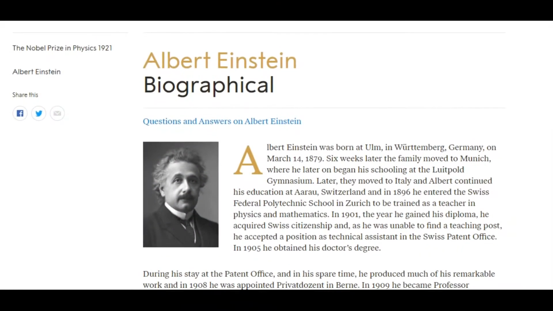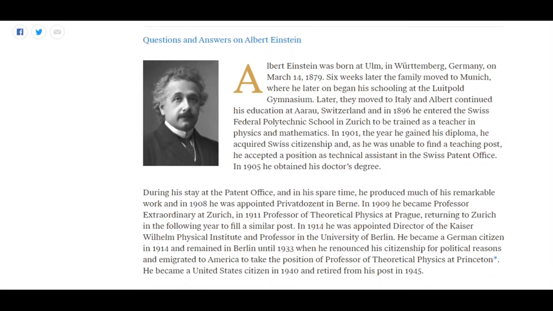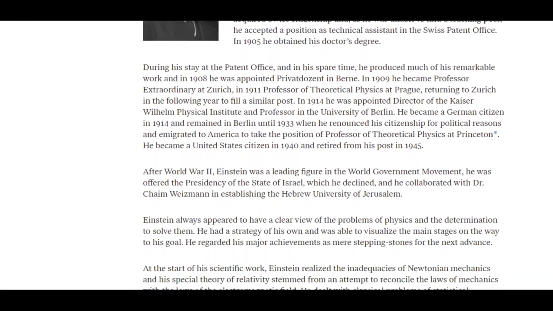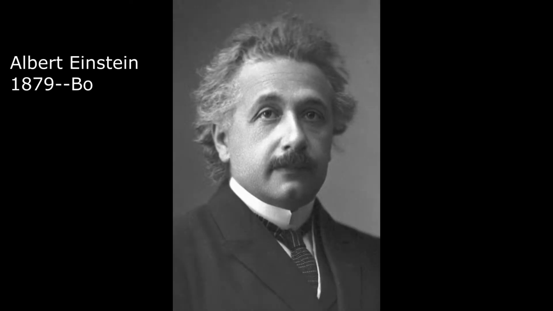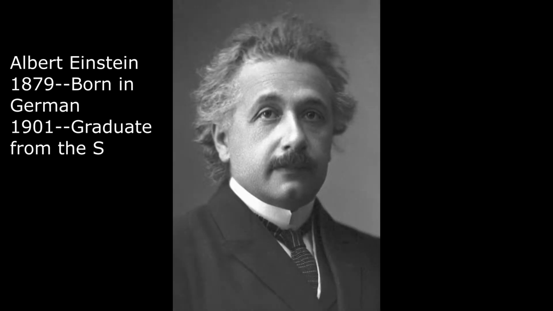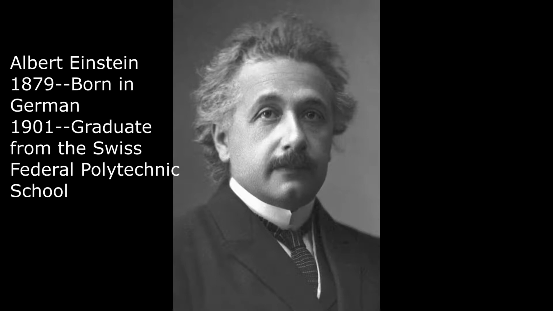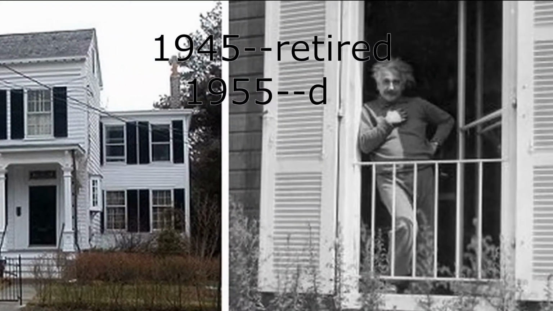First of all, I will introduce who is Einstein. According to Einstein's biography posted by the Nobel Foundation, he was born in 1879 in Germany and graduated from the Swiss Federal Polytechnic School in 1901. Then he moved to America in 1933, and he was appointed the professor of theoretical physics at Princeton. He retired in 1945 and died in 1955 in America.